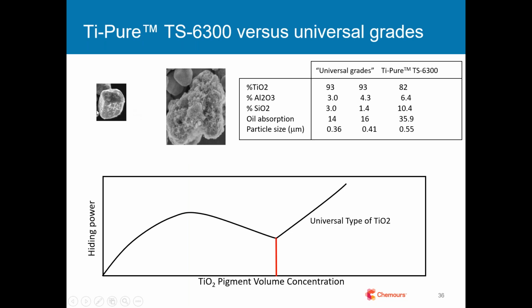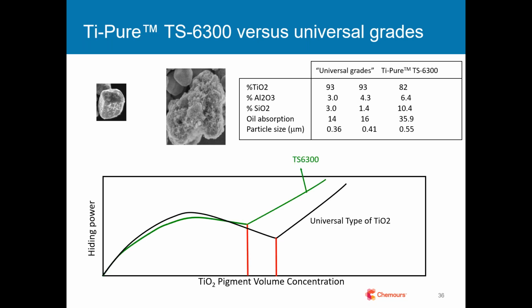You see here a traditional type of titanium dioxide. And here, titanium dioxide is actually covered with that very spongy, fluffy layer of silicon dioxide. This fluffy layer can absorb a lot of oil or resin. That results in a high oil absorption. You see here typical oil absorption is between 14 and 16 grams of oil per 100 grams of pigment, and the TiPure TS6300 is around 36.